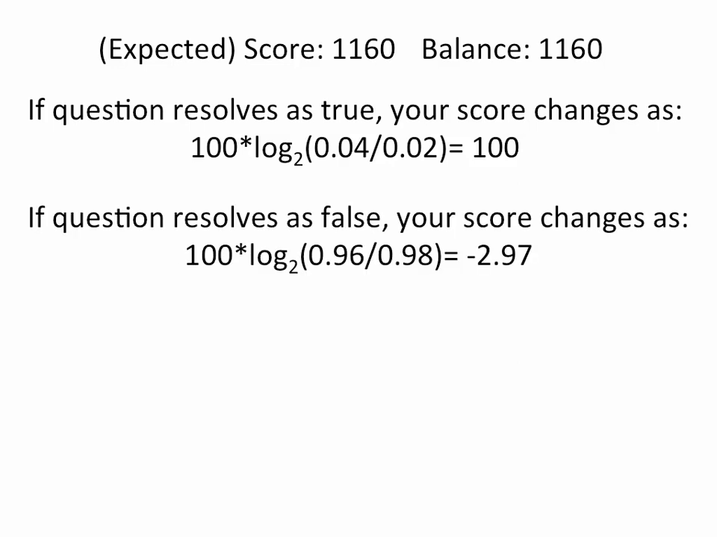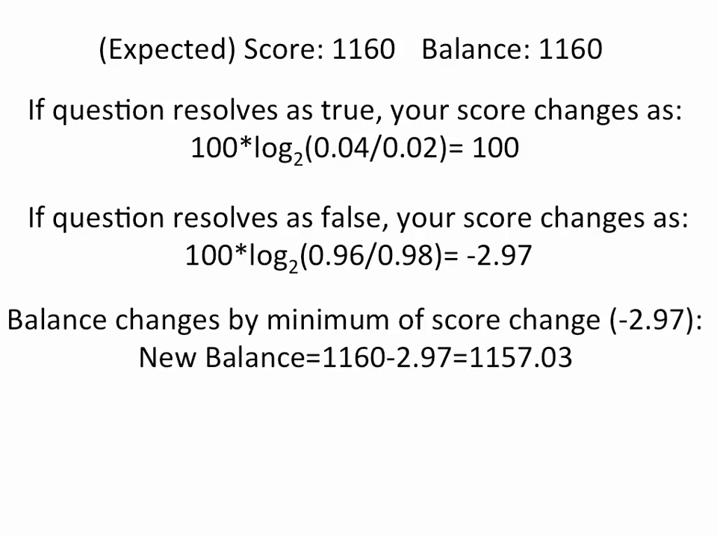Similarly, if the question resolves as false, we can use the same formula to calculate our score change. Now in this case, by making that forecast, we're saying that the probability the question will resolve as false is now set to 0.96, whereas previously it was set to 0.98. So plugging these two numbers into the formula, we see a score change of negative 2.97.